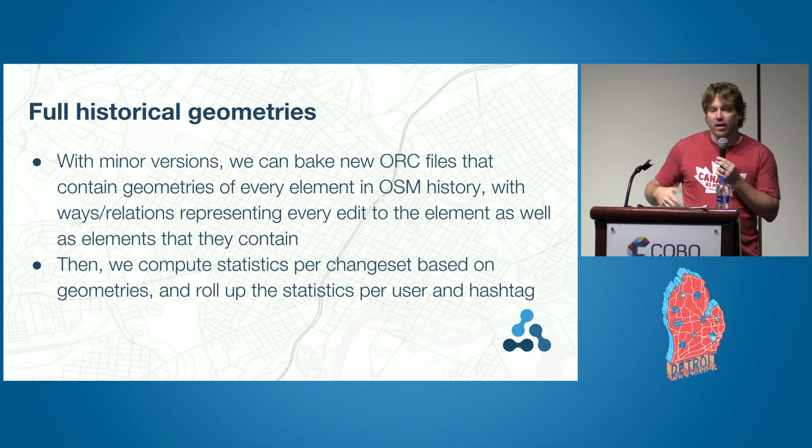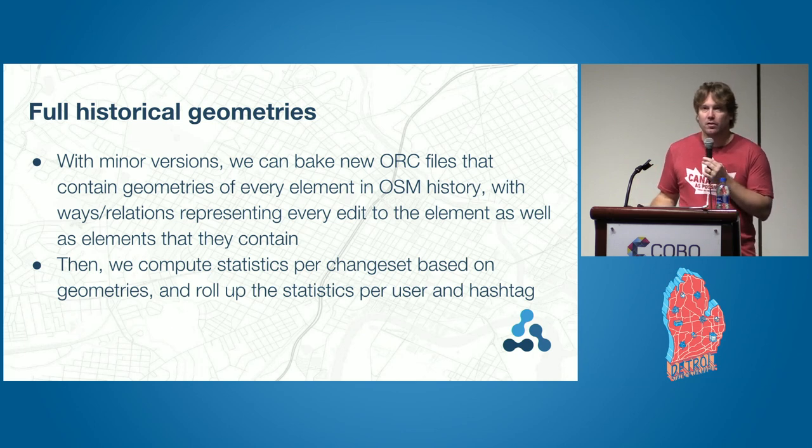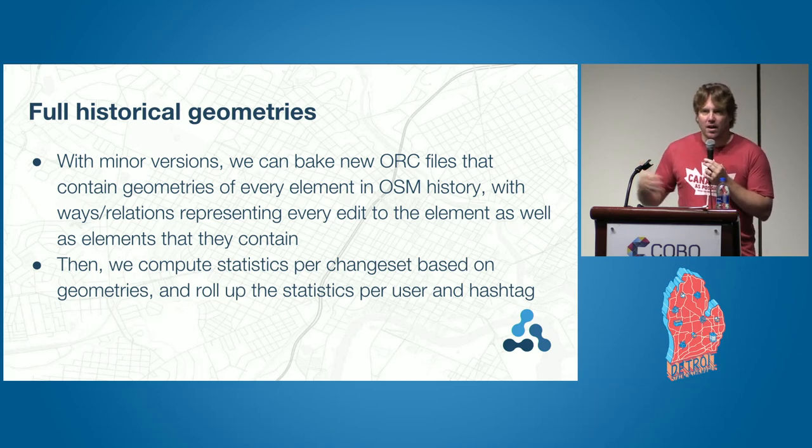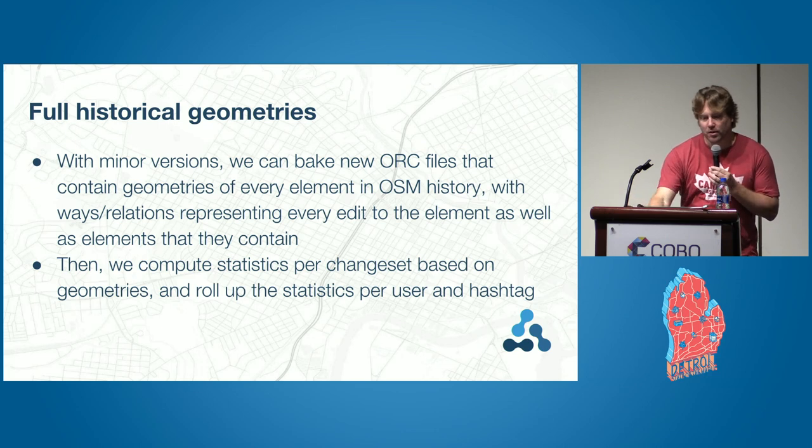To do this, we bake ORC files that have geometries of every element. So that goes from about an 80 gig version of the OSM PBF to, at the moment, about 600 gig. And a lot of that is things like Germany, but it's also just the proliferation of minor versions, particularly as they roll up to relations. And then we can do statistics. And again, by thinking in change sets, it brings the problem down. So we're not doing change sets per geometry, because that's a few billion.